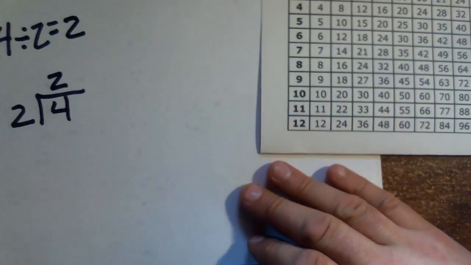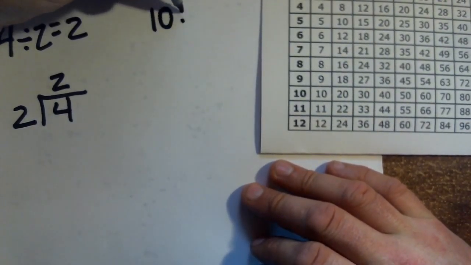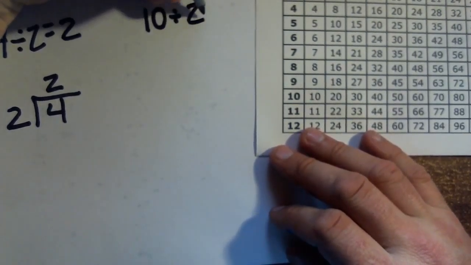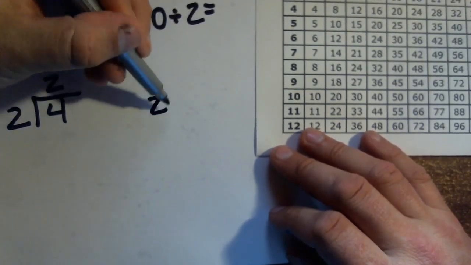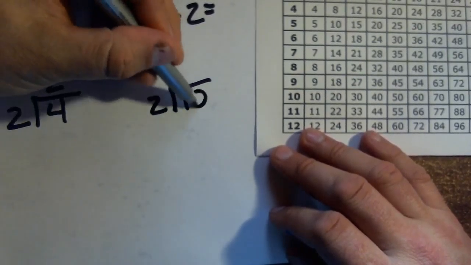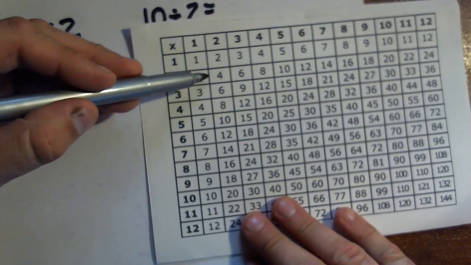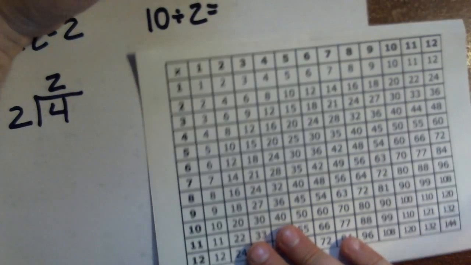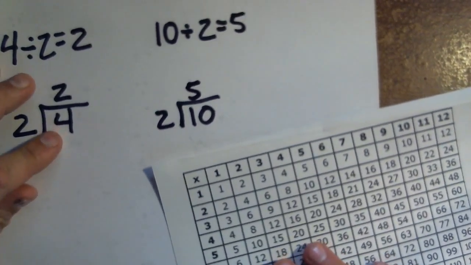So let's see. Let's try 10 divided by 2. So I'm going to switch these around. 2 goes into 10 how many times? Well, here's 2. Okay, there's 10. And what number is that? 5. So 2 goes into 10 5 times.